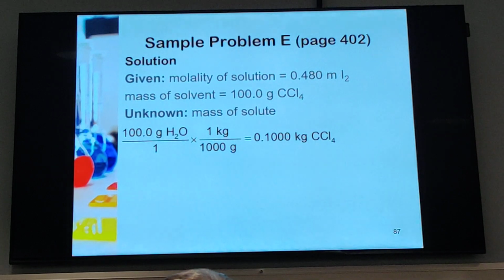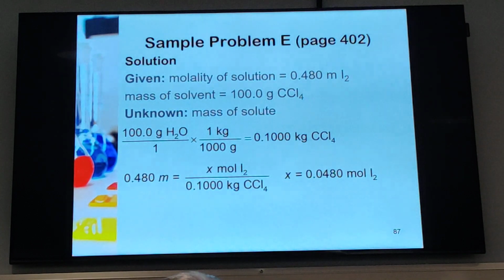They don't say that it has to be moles or grams, so first thing we'll do is convert the 100 grams of solvent into kilograms. So that's 0.1 kilograms. Then if we use our equation, we put the 0.480 in where the molality goes. We put the 0.1 in the bottom where the kilograms of solvent goes. And now at the top, we can figure out the moles of iodine, which is going to be 0.0480 moles of iodine.